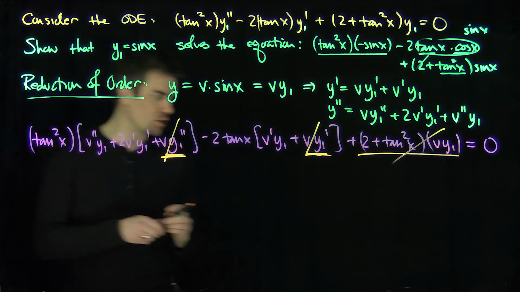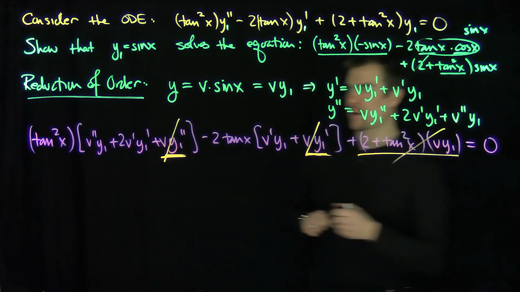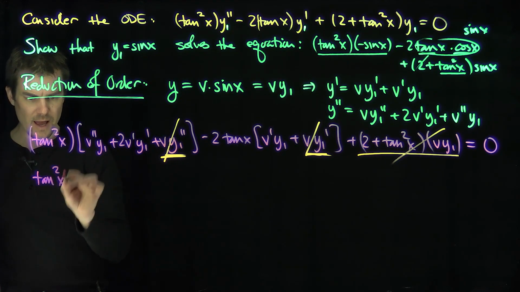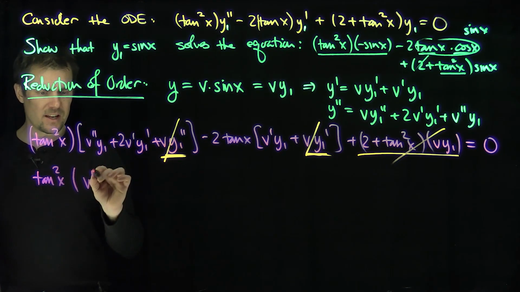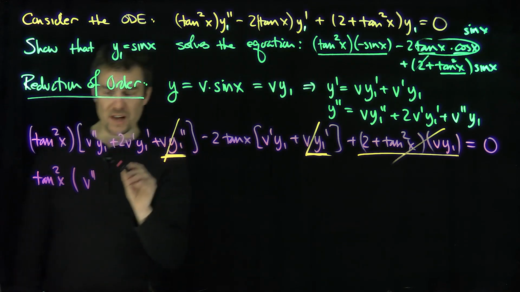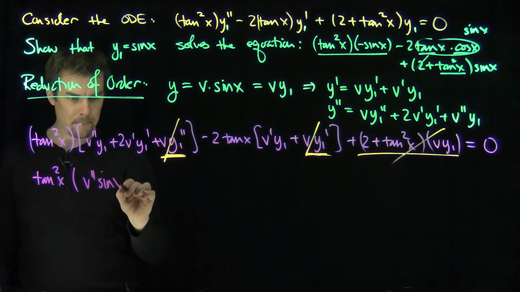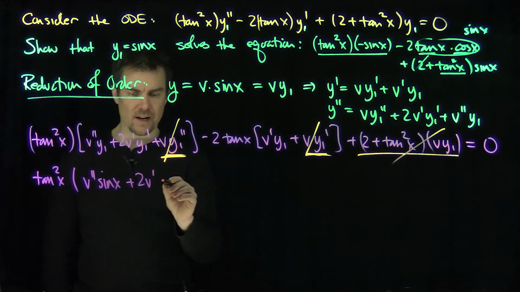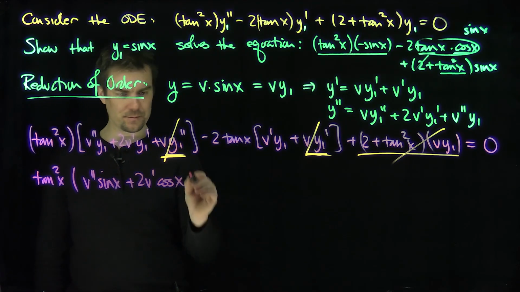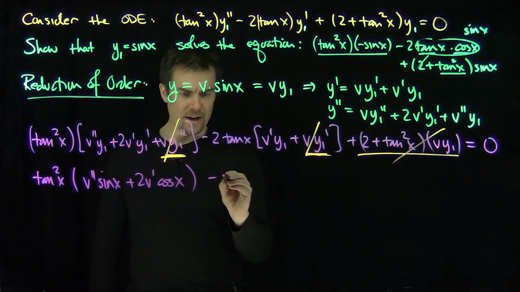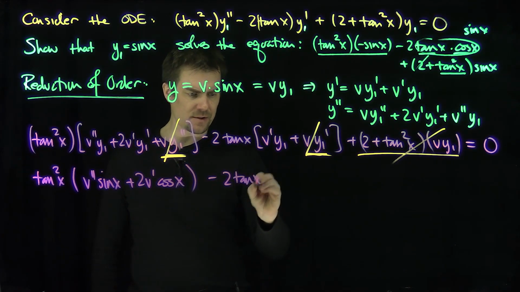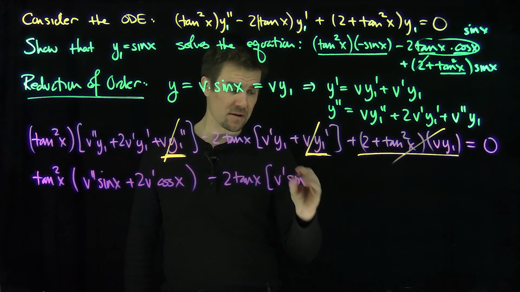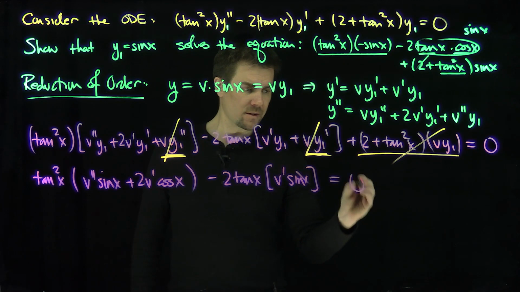So what is this more elementary equation? I'm going to write what these y1s are. This is going to be tangent squared x times v double prime times sine of x, since y1 is equal to sine, plus 2 v prime times y1 prime, the derivative of sine, which is cosine of x. And then minus 2 tangent of x times v prime times sine of x, is equal to 0.